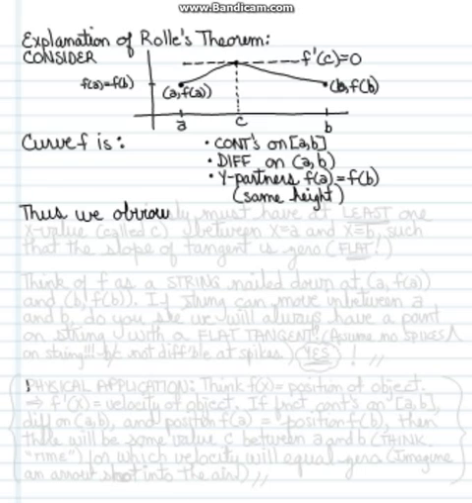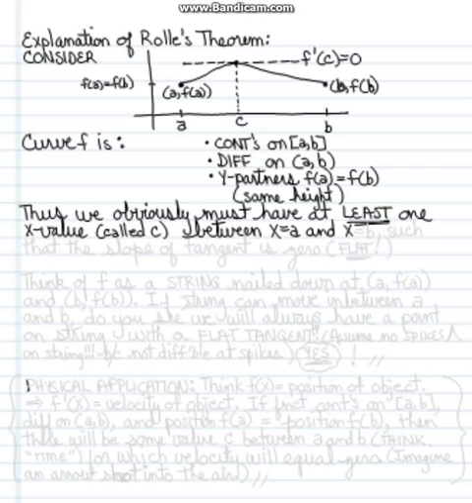So the conclusion says there has to be a value x equals c between a and b that has a flat tangent at that point. So there has to be at least one x value, and we're going to call it c, between x equals a and x equals b, so that the slope of the tangent at that point on the graph is 0. In other words, the tangent line is flat. And that's how I've drawn it above in the picture. I have a dotted line for the tangent.